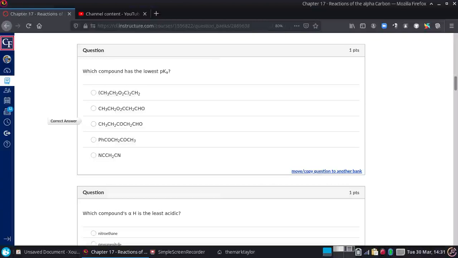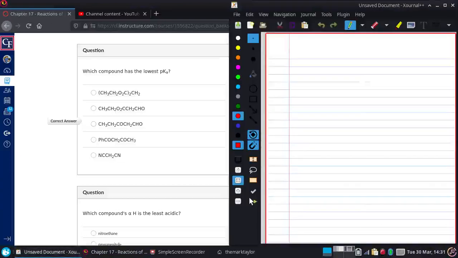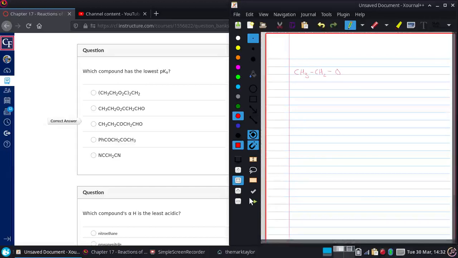All right, which of the following compounds has the lowest pKa? To do this one, I kind of need to draw out these structures a little bit more. So that first one, I have CH3 to a CH2 to an O, and then it's two O's, so it's that carbonyl. There's going to be two of those connected to a CH2.